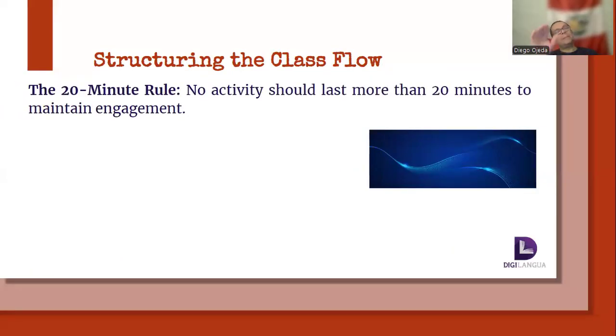So let's talk about how to structure the class flow. I have the 20-minute rule. My classes are 75 minutes long, but regardless of that, the 20-minute rule can help. No activity should last more than 20 minutes, to maintain engagement.